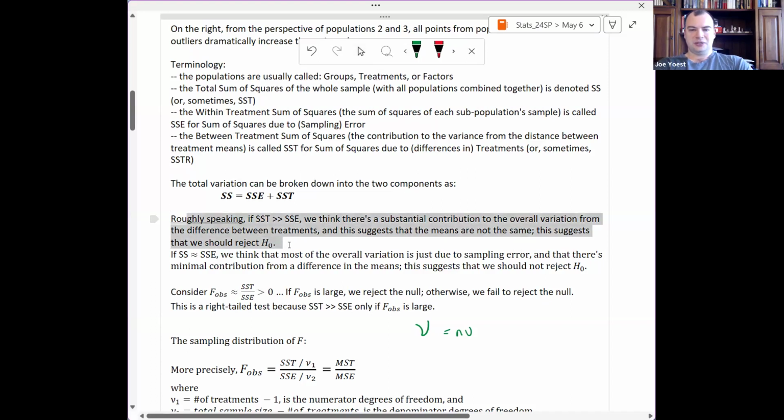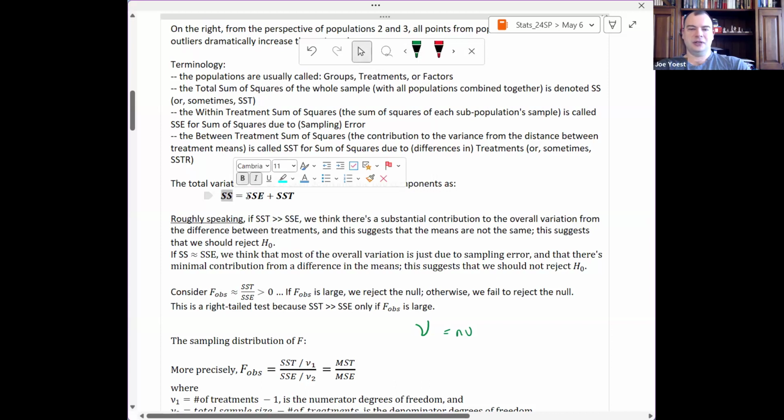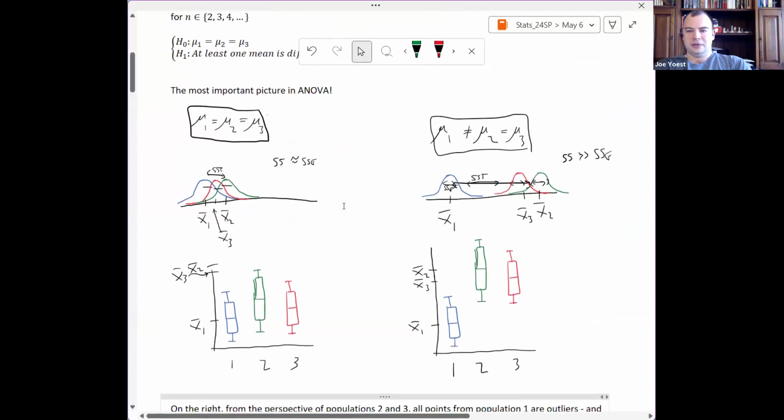So again, roughly speaking, that's what I said here. If it's true that SST is large relative to SSE, or in other words, if the total variance of the aggregated data is quite a bit larger than the within group variances, then we think that the contribution to the variance from the groups being located at different places, centered around different means, is large. And I would want to reject the null that the means are all the same in favor of an alternative where the means are not the same, where this contribution from SST is large because these are actually centered around different population means.